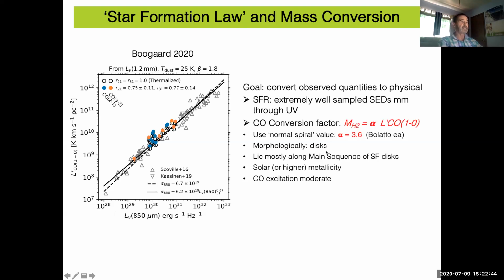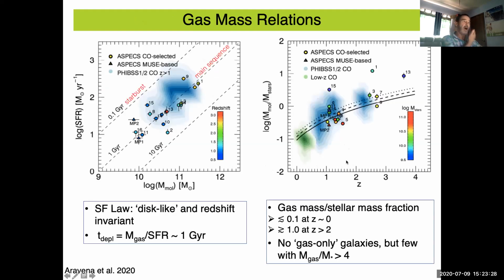The CO conversion factor, that's a different issue. Standard relationship is a linear relationship between gas mass and CO luminosity. We adopt the normal galaxy value for what you might call spiral galaxies or main sequence galaxies. And you can ask Alberto about this if you like. Why do we adopt that value? First of all, we see morphologically they're mostly disks. Secondly, they lie along the main sequence for star-forming disks. Third, they're solar or higher metallicity. And fourth, they have moderate excitation. Now, this could be wrong, okay? But this is what we're running with. This seems to be what the data is pointing us at, and we're going to run with it and see where we get. So here are the gas mass relationships, star formation rate versus molecular gas mass on the left.